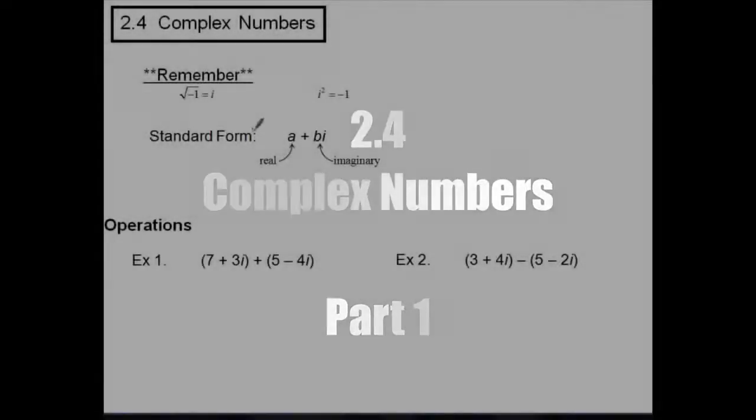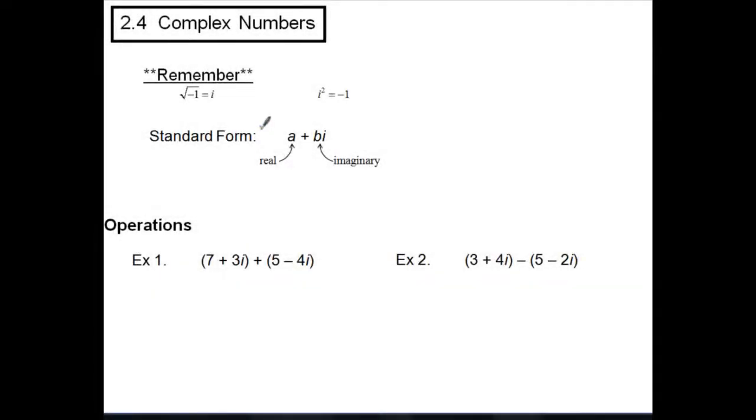Today's lesson is 2-4 complex numbers, also known as imaginary numbers. There's a few rules here that you need to remember. The square root of a negative number is i, the imaginary number i, like the square root of -1 is i. You also need to remember that i squared is -1, and those are a couple of rules that we went over last year in Algebra 2. Those are the two main things you need to remember.